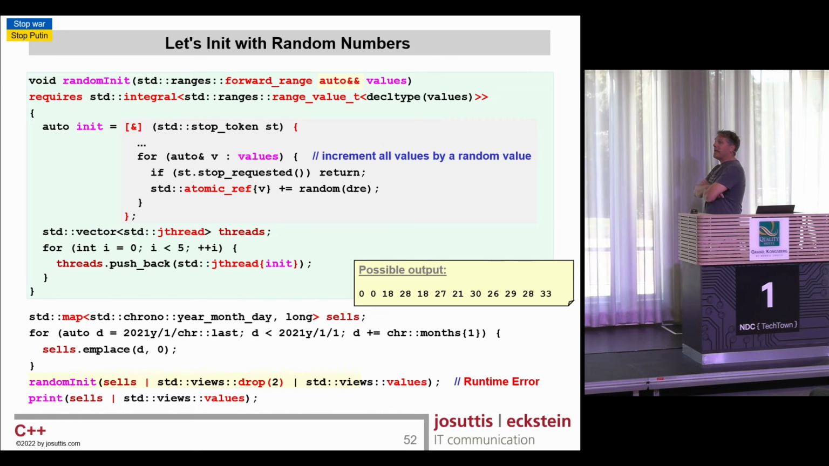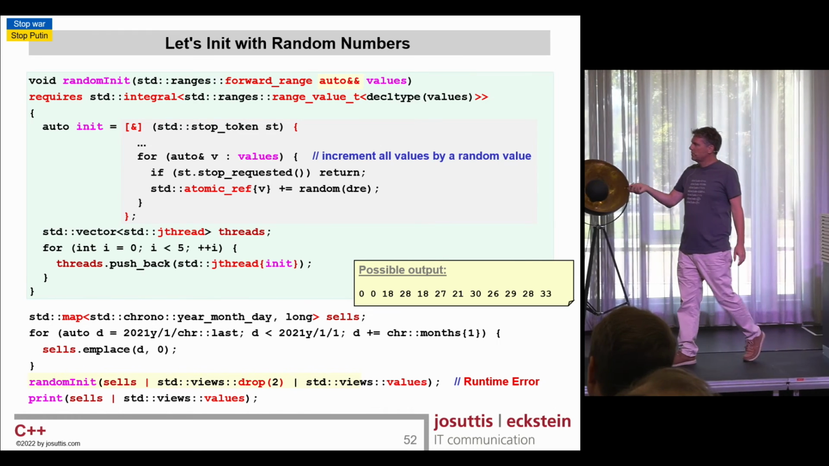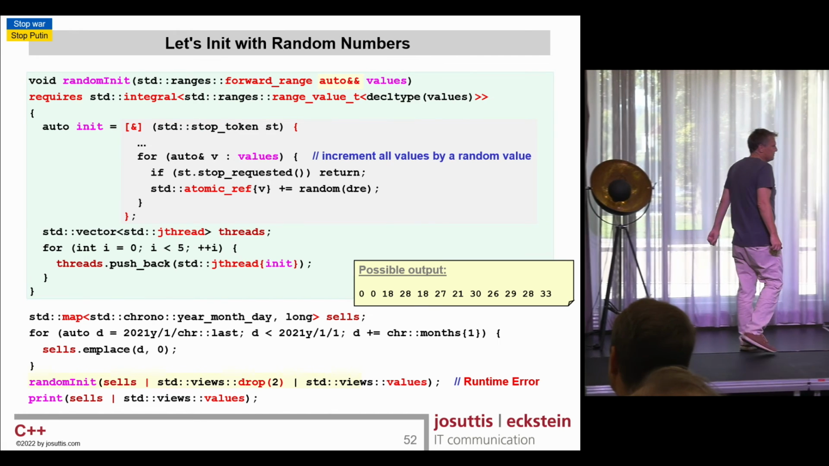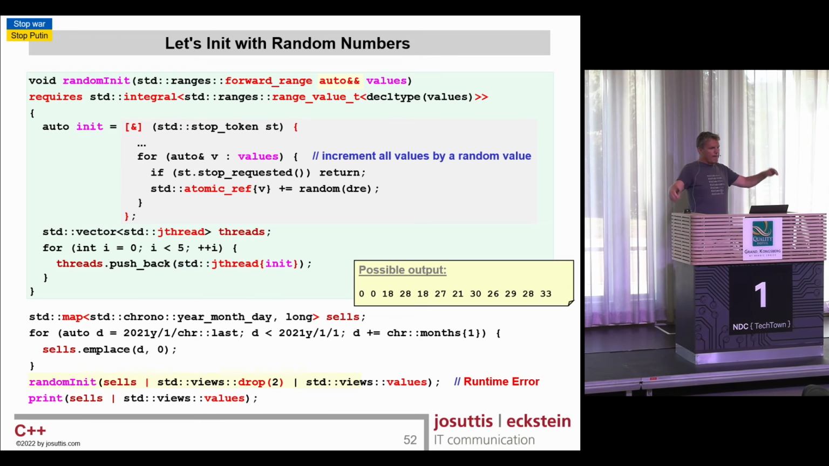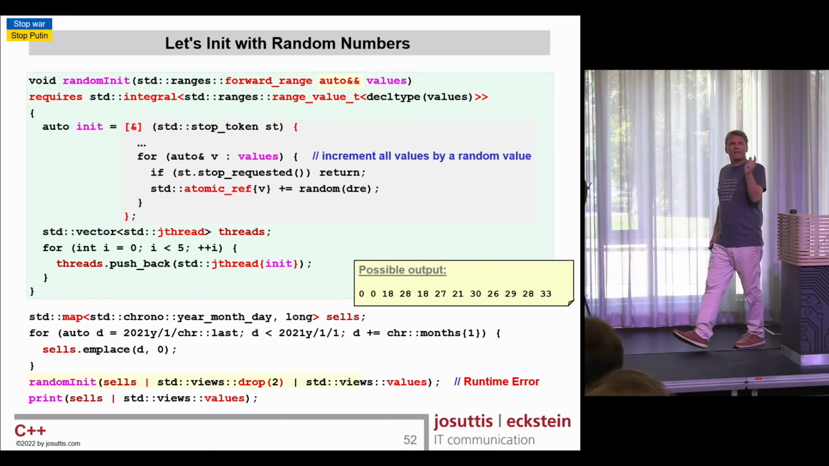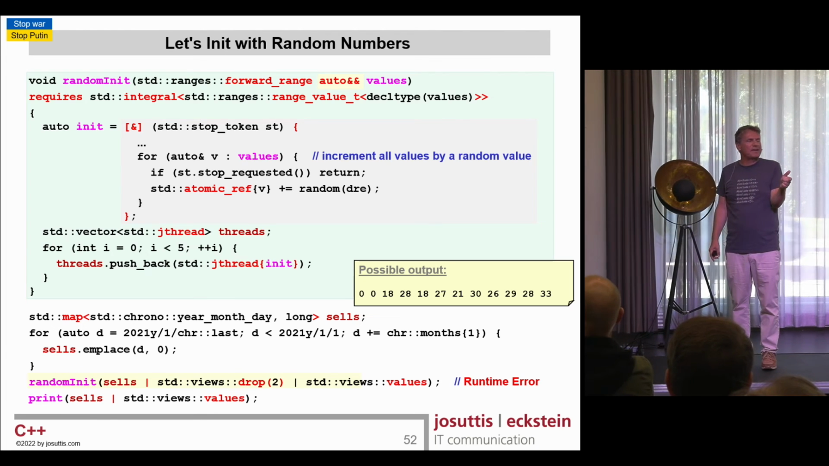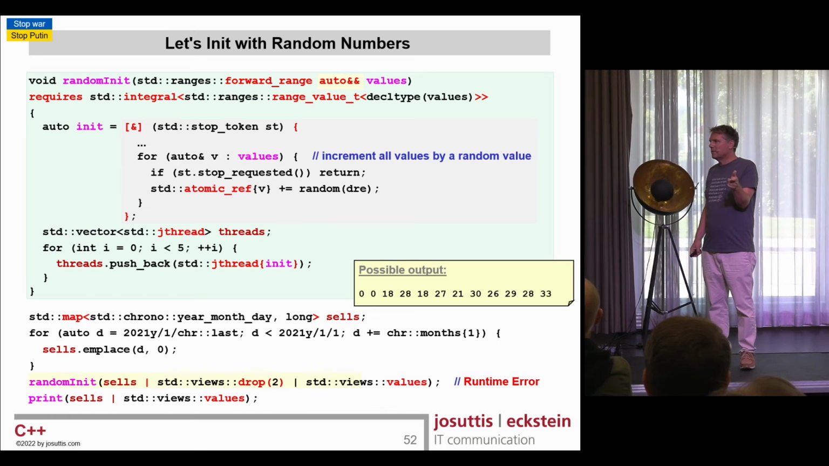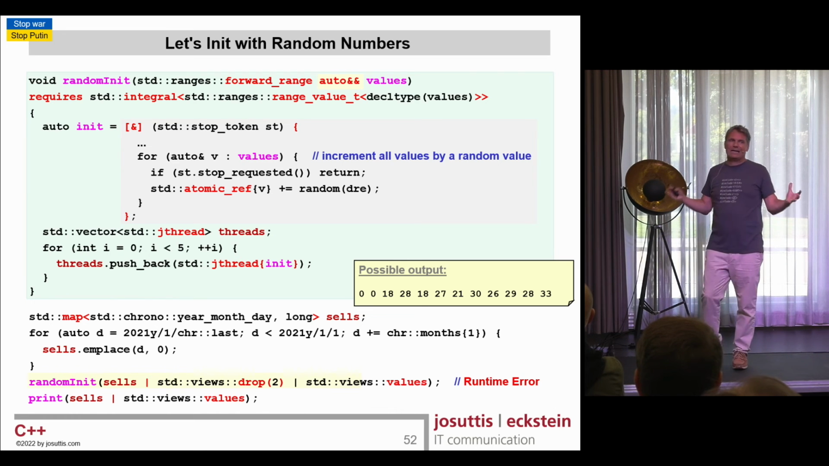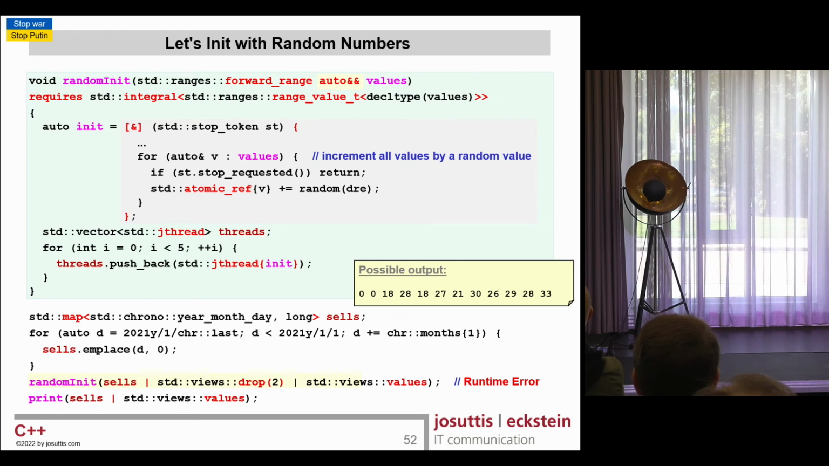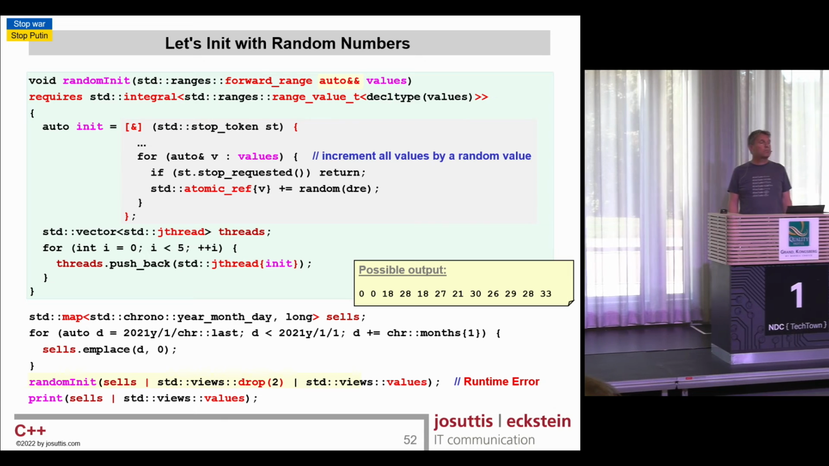So what you have here is you create a view. This view is passed to random init. Random init starts 5 threads. They all call begin for the first time, and that is not thread safe, because we cache the result of begin in the view. So this code is broken.